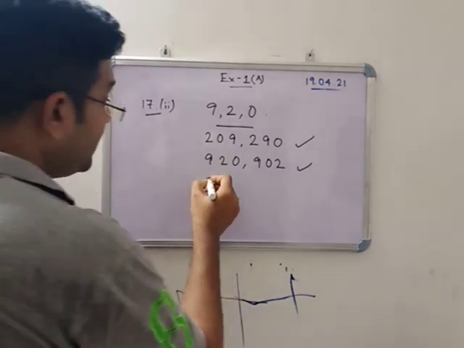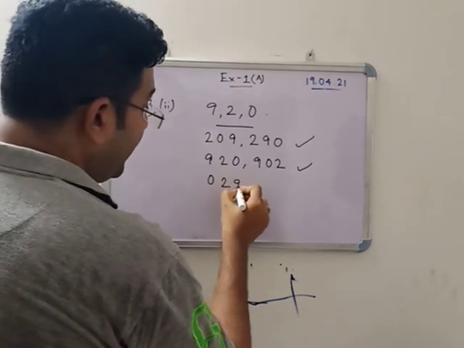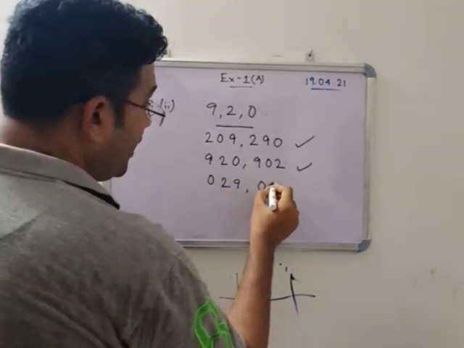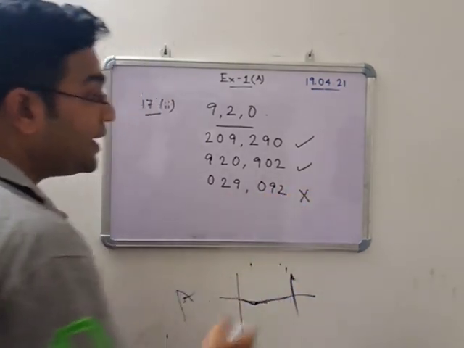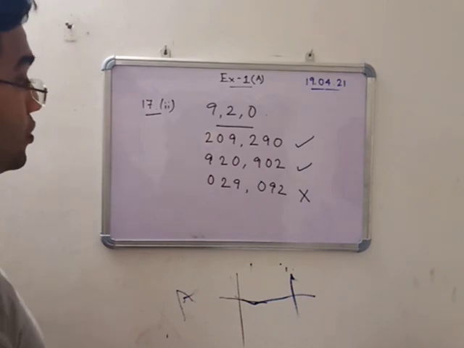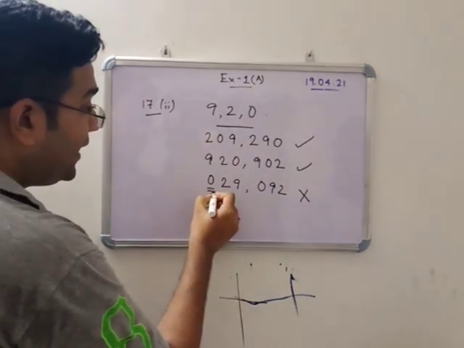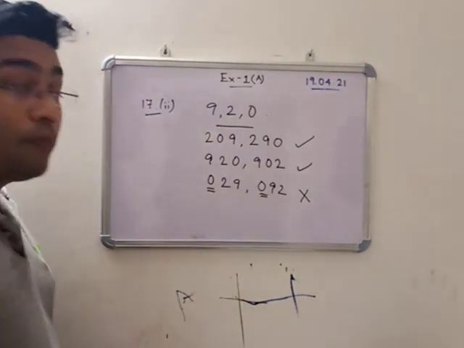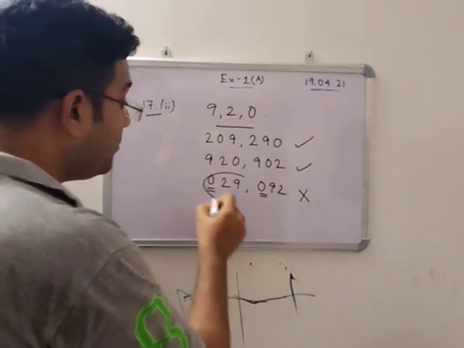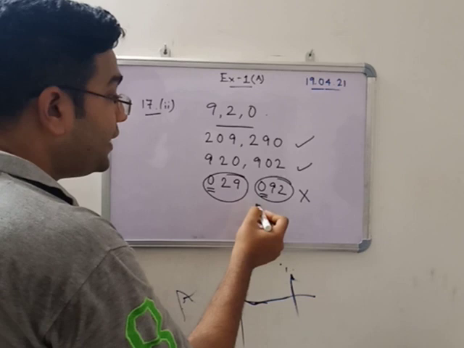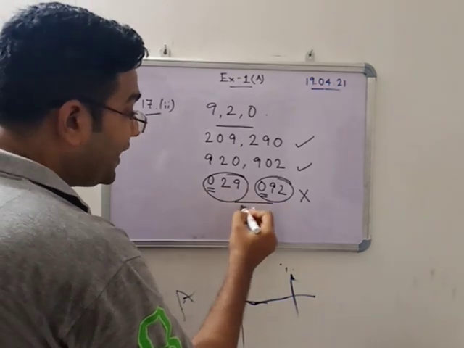Now we can write 029 and 092. No, this cannot be possible. Why? Because we cannot write a number starting with 0. This is a very important part. So we cannot write a number starting with 0. That's why we cannot take it.